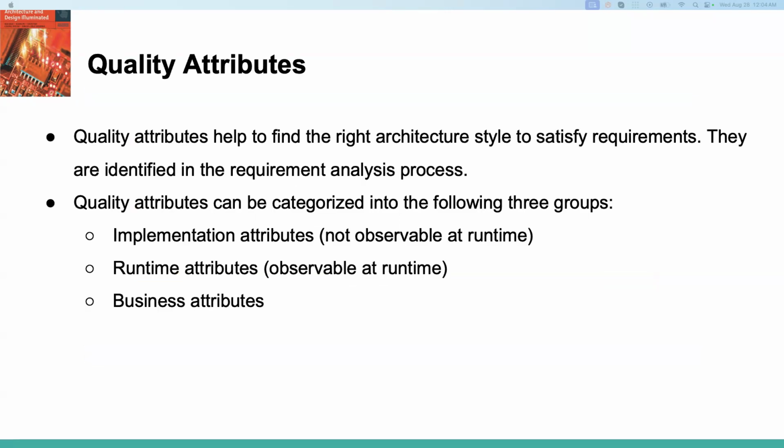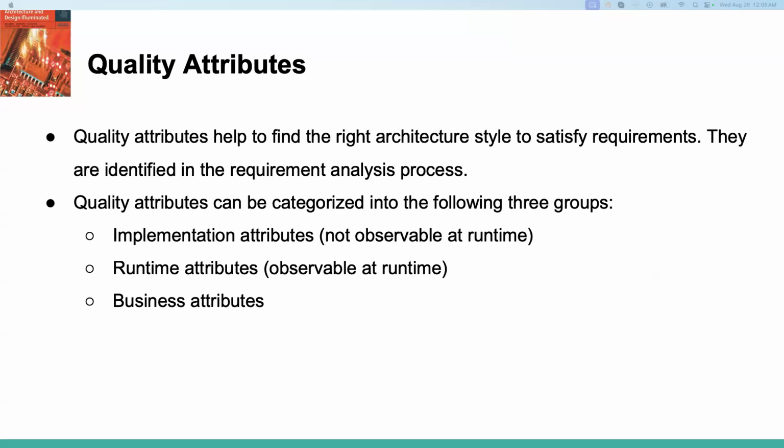So, what are quality attributes? Quality attributes are our compass for choosing the right architecture style. They guide us to satisfy the requirements perfectly. We identify these attributes during the requirement analysis phase. That is the first phase when we talk with the client and gather the requirements, setting the stage for what's important in our design. They fall into three main categories.